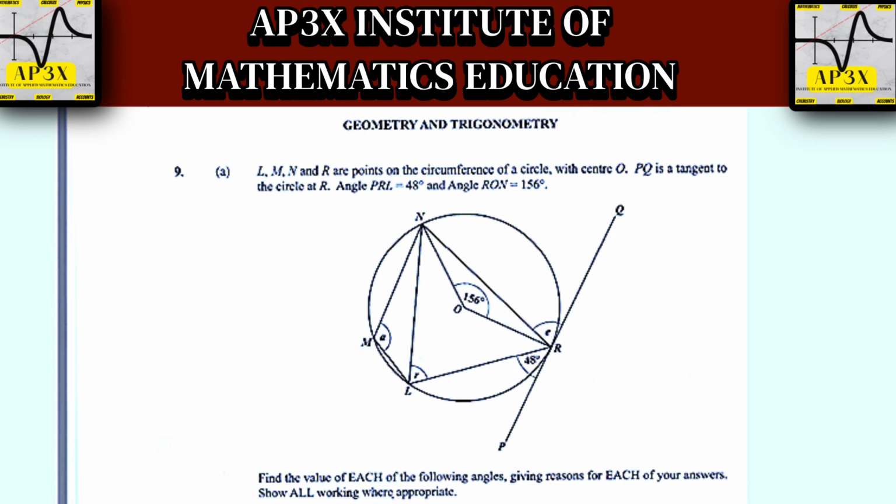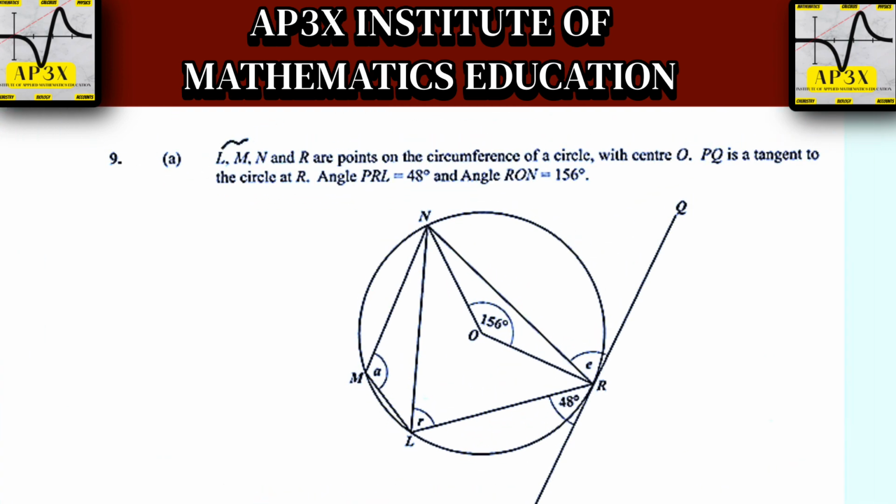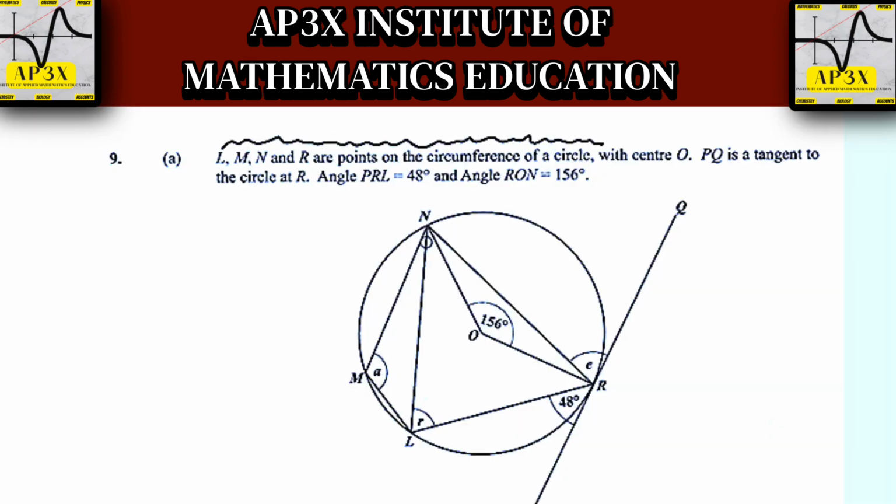Now, if you watched the last solutions paper, you would have seen where I spoke about this particular sentence that CSEC uses a lot of the time. Whenever they use this, they say L, M, N, and R are points on the circumference. They're trying to tell you that there is a quadrilateral inscribed inside the circle. Let us highlight that quadrilateral. So here we have here, and here, and this here, and this here.